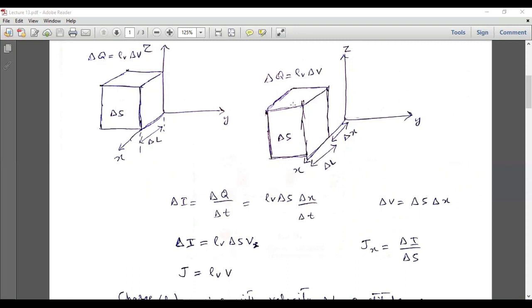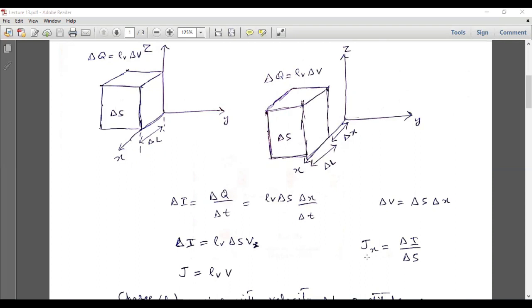Delta s is the surface area of this plane, and delta x is actually the incremental displacement by which this volume charge distribution has moved in time delta t. So this thing can be written as rho v delta s into delta x by delta t. Delta x by delta t is actually the velocity of this charge distribution along the x-axis. So this is vx, and delta I is equal to rho v delta s into vx.